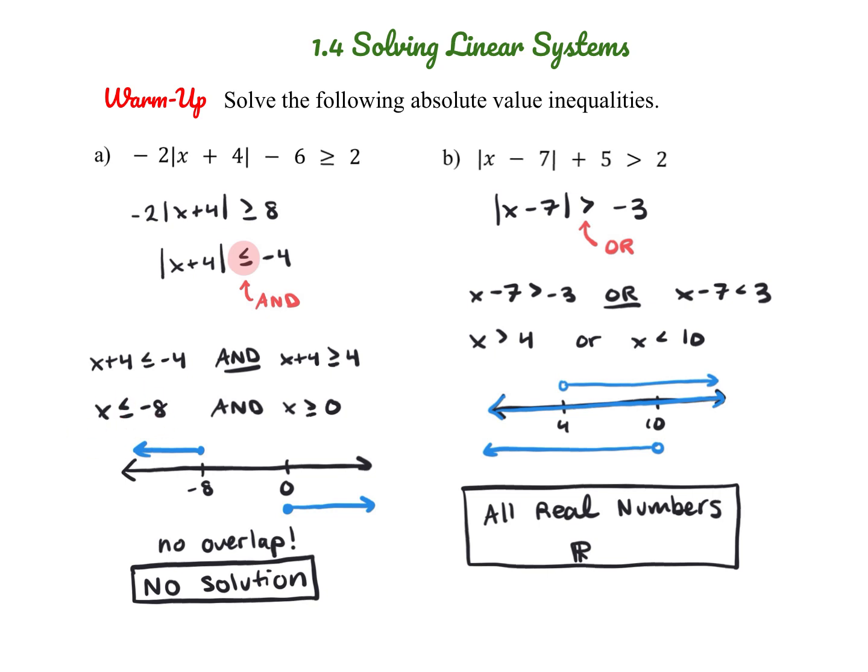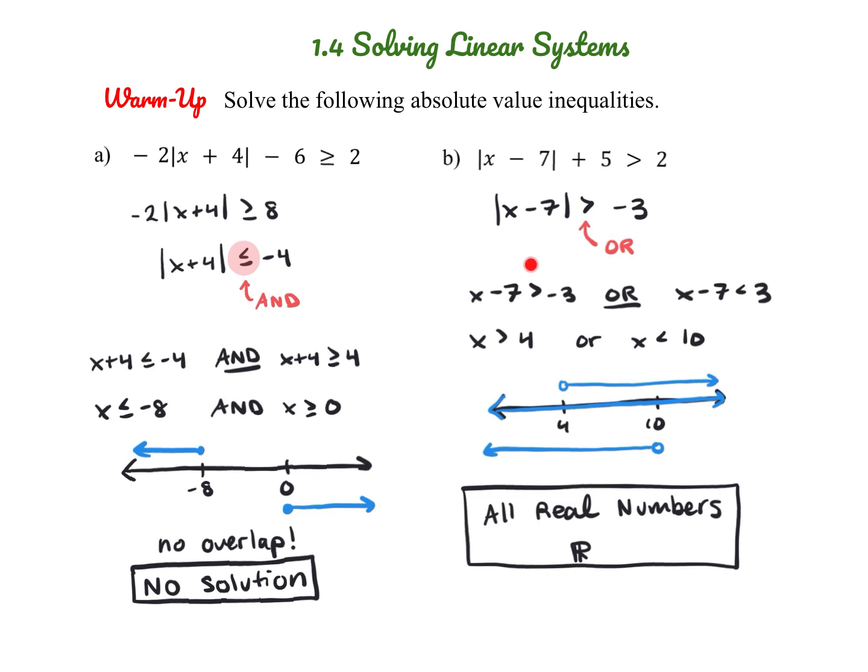Now if you're looking for numbers that are less than or equal to -8 and greater than 0, you'll see that there is no overlap. There are no numbers that are both of these things. So in this case, our answer is actually no solution. And if you look at it, an absolute value, remember, must be positive. So there's no way that this absolute value can be less than this negative number.